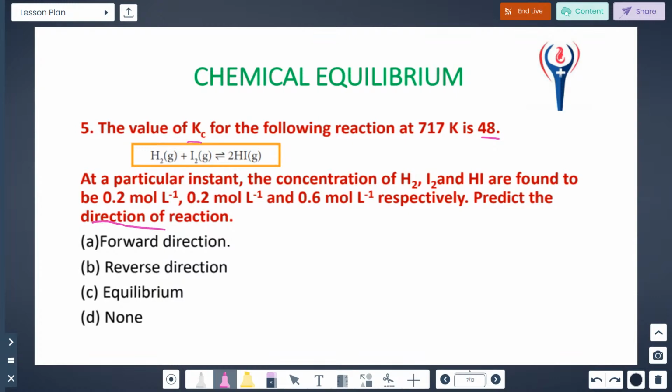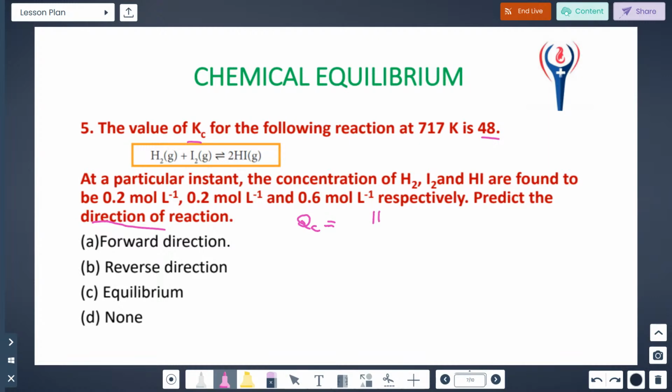So here, first the Kc value is given, no? Now we have to find the Qc value. Qc is nothing but the reaction quotient. It is applicable for a non-equilibrium reaction. Just like how we write Kc, we can write Qc also: product concentration by reactant concentration.